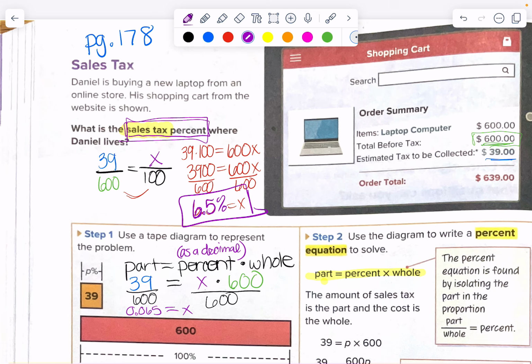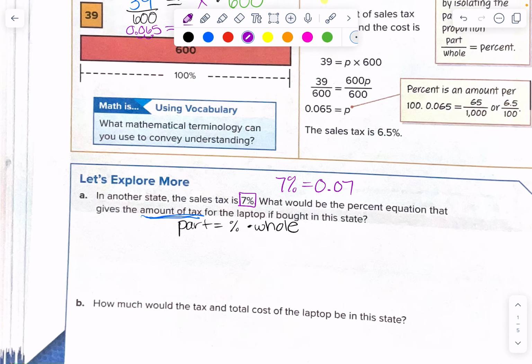So we've solved for X, okay? X equals 0.065, but we need to remember that that's actually the decimal form of our percent. To turn that back into a percentage, we're going to move our decimal over 2 spots, and so that equals 6.5%, okay? And we would want to make sure that we put our percent sign on there as well.